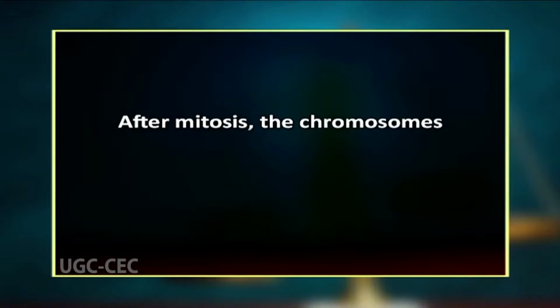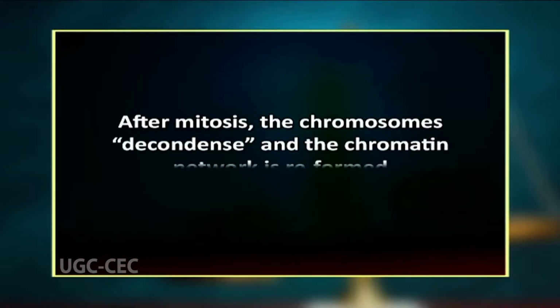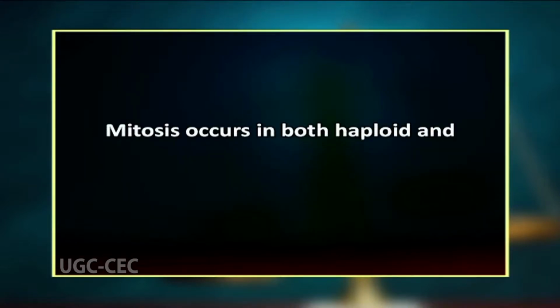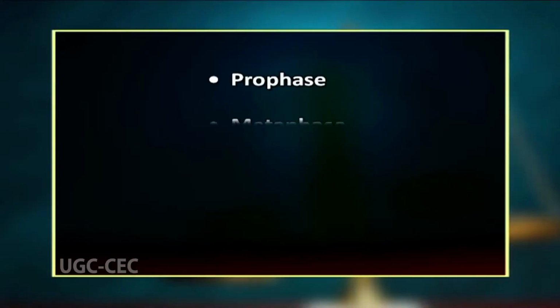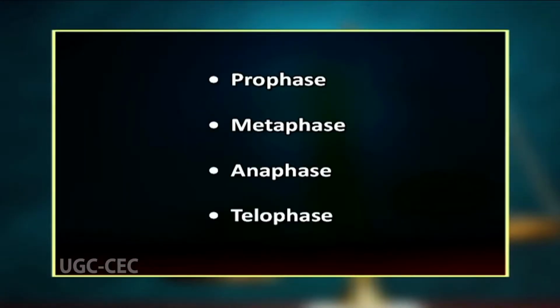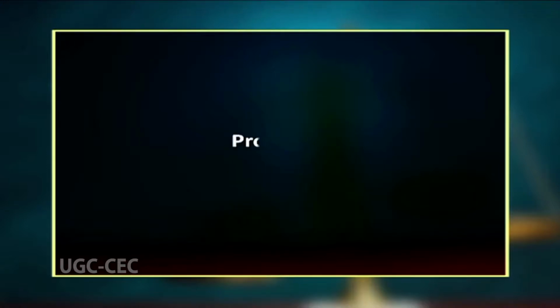During mitosis, the chromosomes shorten and thicken, that is, they condense out of the chromatin network and individual chromosomes become recognizable. After mitosis, the chromosomes decondense and the chromatin network is reformed. Mitosis occurs in both haploid and diploid cells. It is a continuous process, but for purpose of discussion, it is commonly divided into four stages, that is prophase, metaphase, anaphase and telophase. Let us discuss these phases.